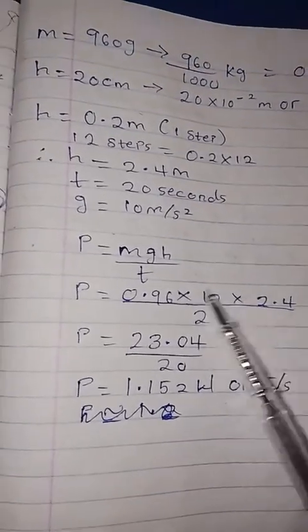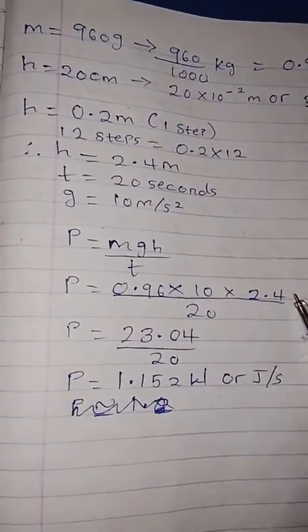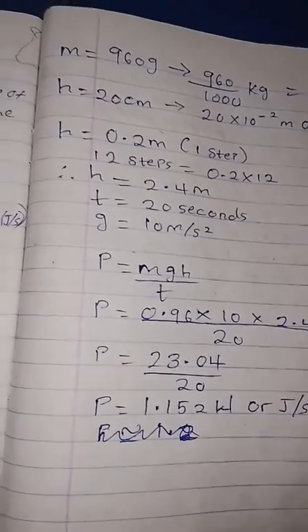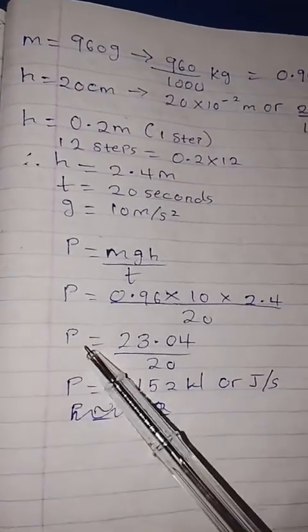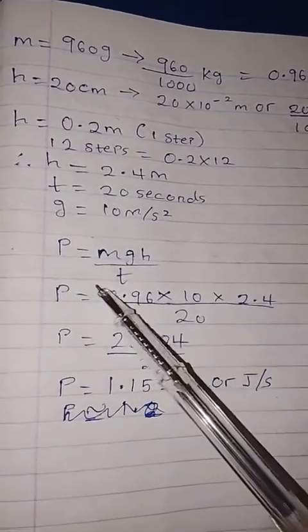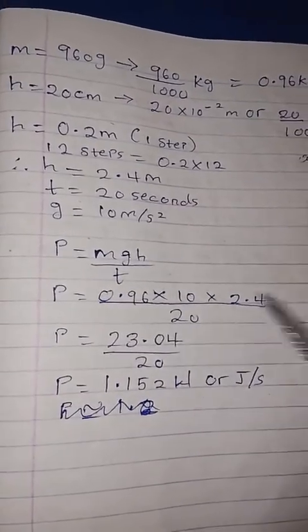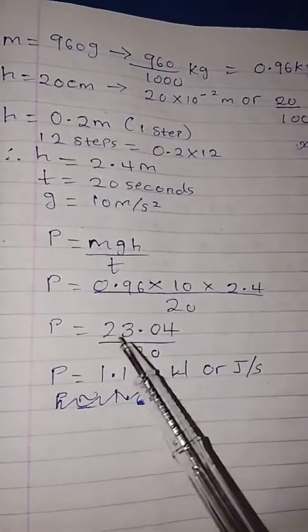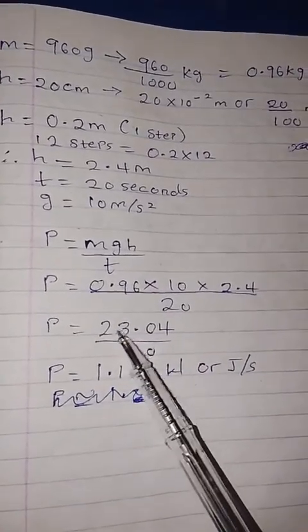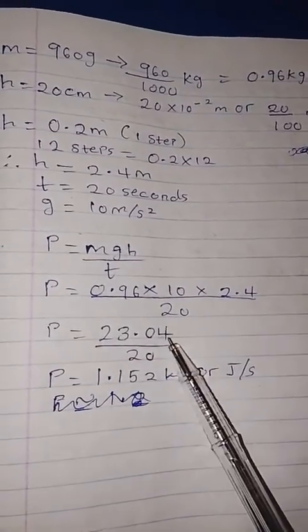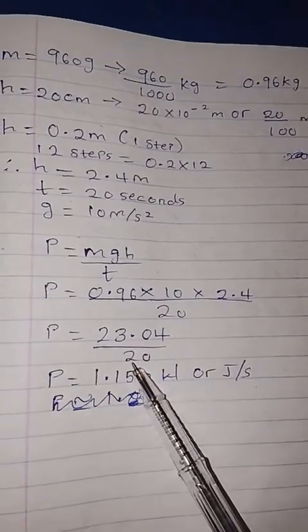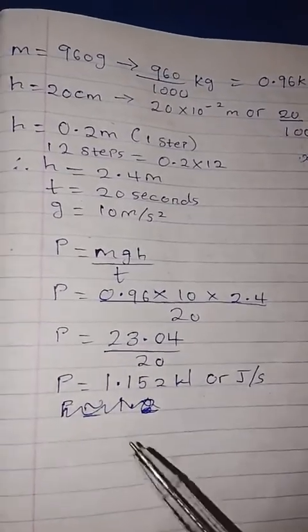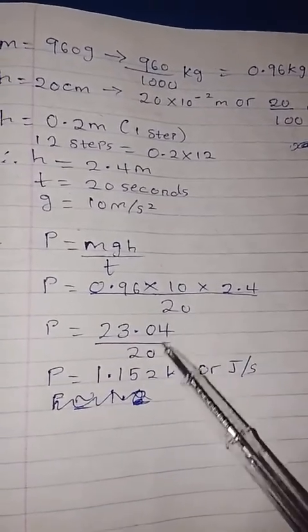So you don't solve rushingly. Don't just press calculator like this so that you get your answer. No, you solve step by step. So this is the first step. Then the second step, you write your P equals to, solve everything that is in the numerator first. If I use my calculator to times everything, this is what I will get, which is 2323.04, then all over 20. So now the next step is for me to divide these two.